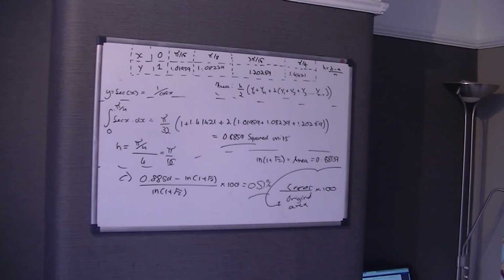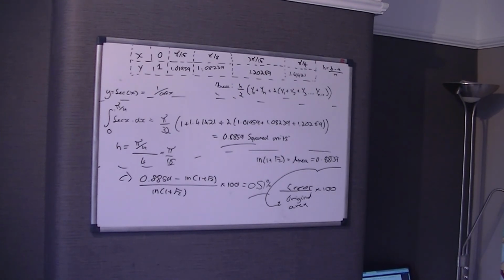Right, so what we do therefore is take 0.8859, take the ln of 1 plus root 2, over the ln of 1 plus root 2, times 100, which should get you a percentage error of 0.51%. I tried to give you a bit of background there, and I've probably confused you some more.